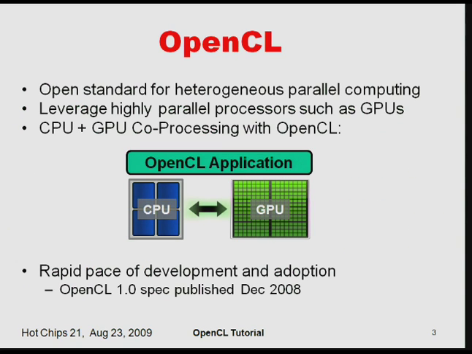So what's OpenCL? Well, it's a new standard for heterogeneous parallel computing that lets you leverage some of the new highly parallel processors like GPUs. So for example, you can now write applications using OpenCL which allow you to do true hybrid or heterogeneous co-processing, where one application does parts of its work on a multi-core CPU and parts of its work on a highly parallel GPU. And it also works for other devices like Cell and some other sorts of parallel processors.